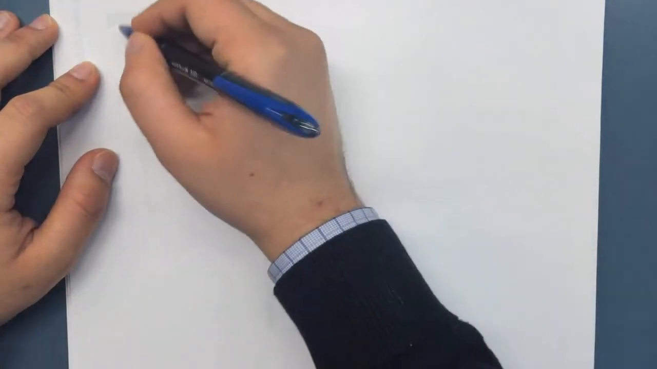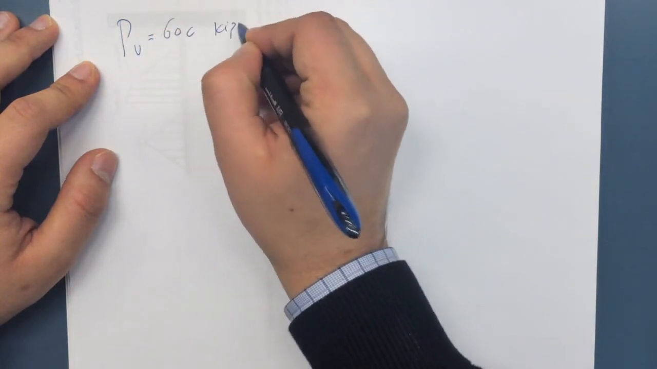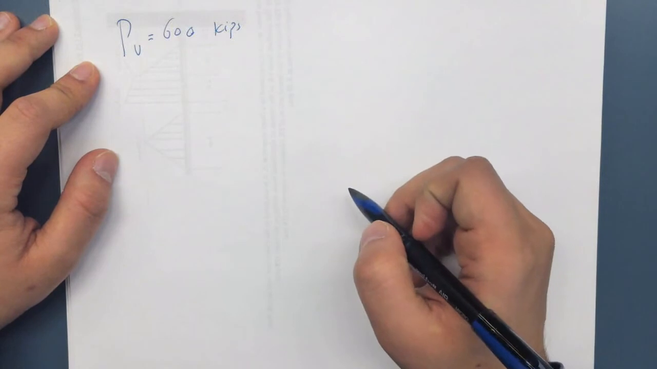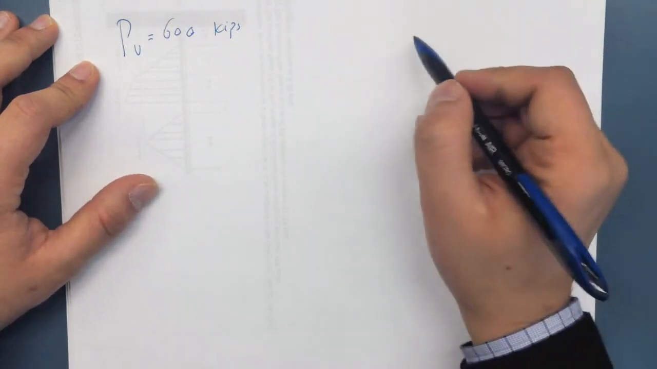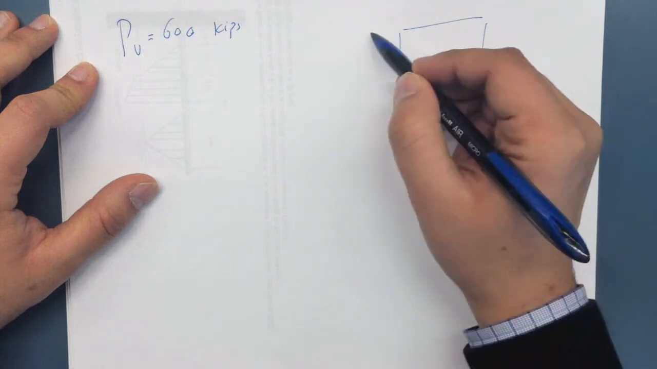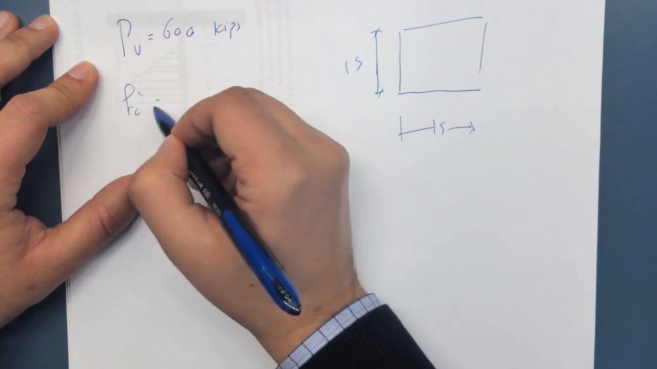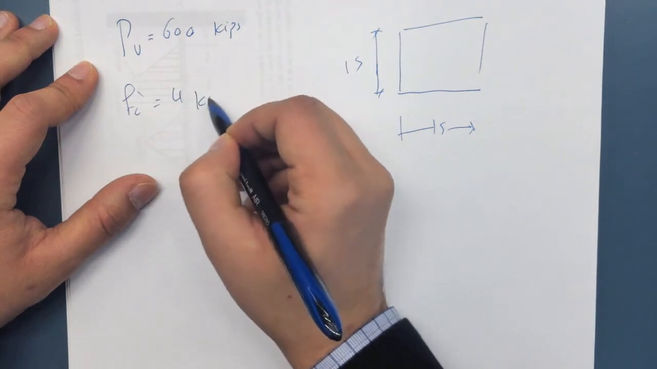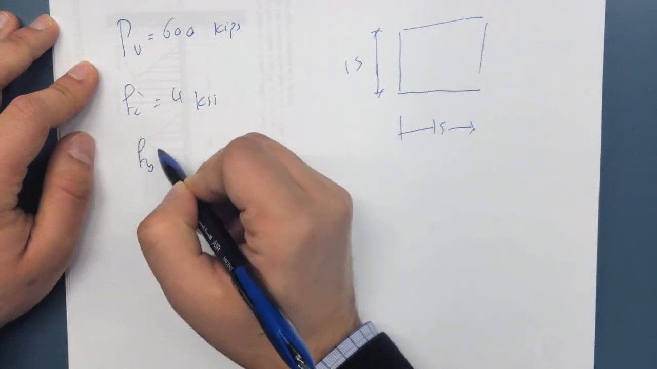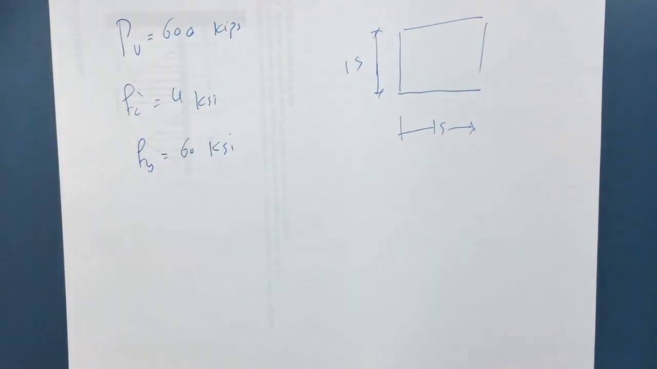Knowing that P ultimate is equal to 600 kips, and the column is 15 by 15 inches. And you have your Fc prime, 4 KSI, and your Fy, which is equal to 60 KSI. So the problem is asking you, when can you ignore the moment?